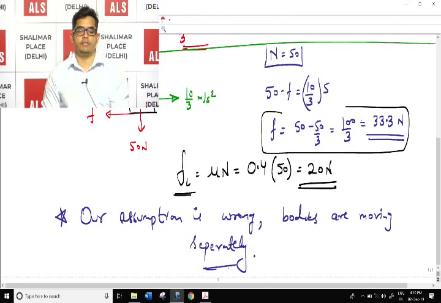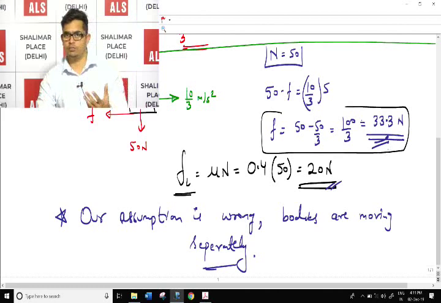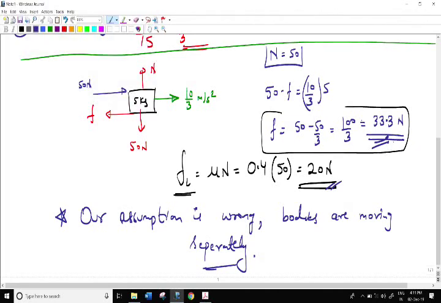Is it clear what we have done? Using the common acceleration, we calculated what would be the required friction for that acceleration. We came to know that it must be 33.33 Newton. And then we calculated the limiting friction, the maximum friction value which is available. It is mu into N, so 20 Newton. Clearly 20 Newton is less than 33.33. Your friction must be within the limits of limiting friction. It means our assumption is wrong. The bodies are not moving as a whole, as a single unit.